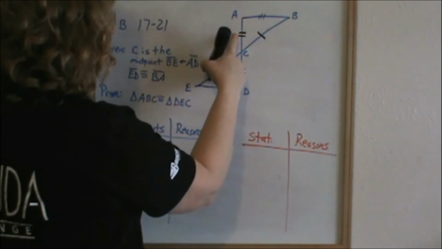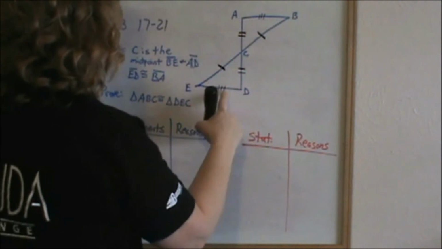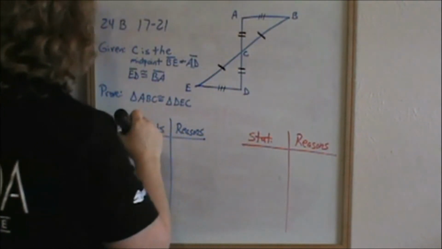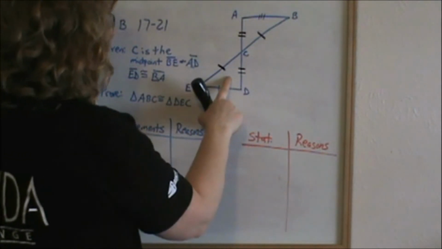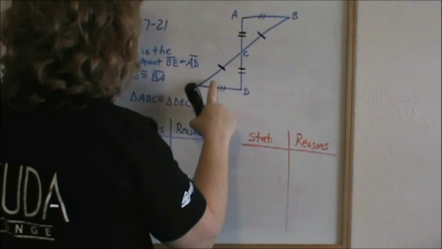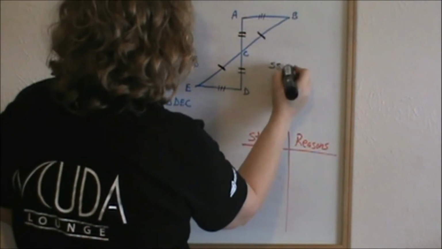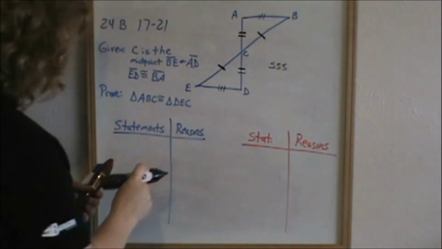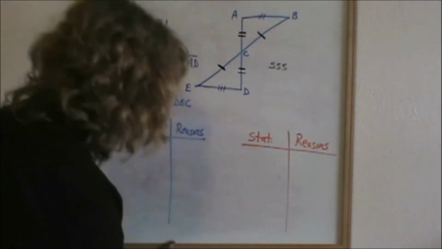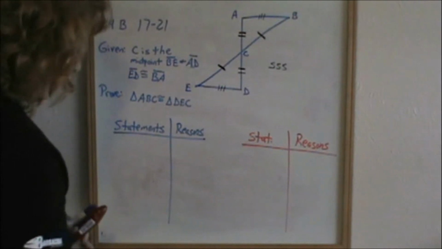This is congruent to this, and this is congruent to this. Okay? So looking at one triangle, we can see that every side was marked, so we can show that these two triangles are congruent by the side postulate. In a minute, I'm going to show you how we can use SAS.